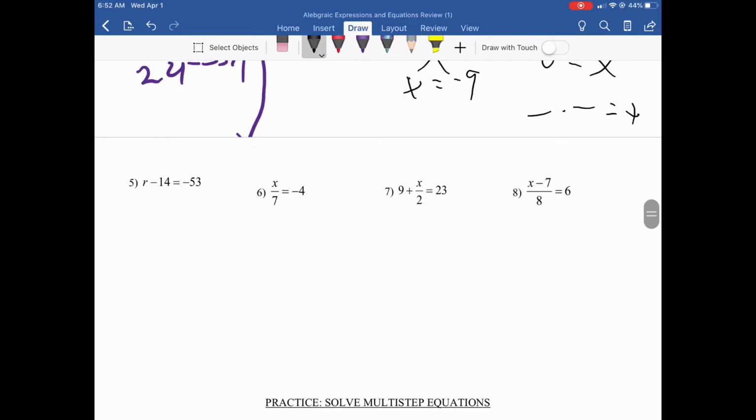On the 5, this one is a straightforward one. You want to get the r by itself. So this is going to go over here. To do that, we're going to do plus 14. Make sure you keep equal signs so you don't go away. r equals 39. Put it back in the equation to check it.